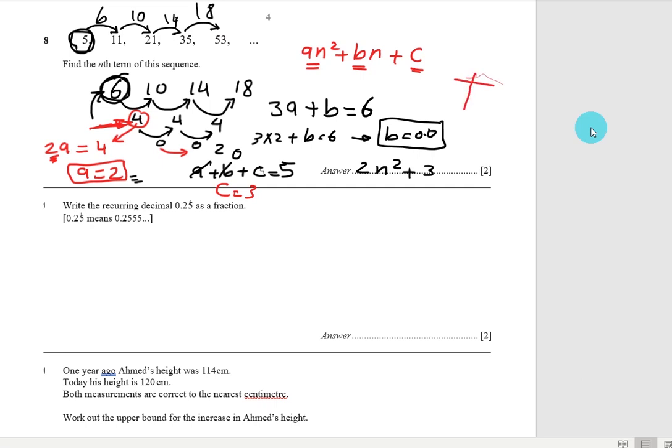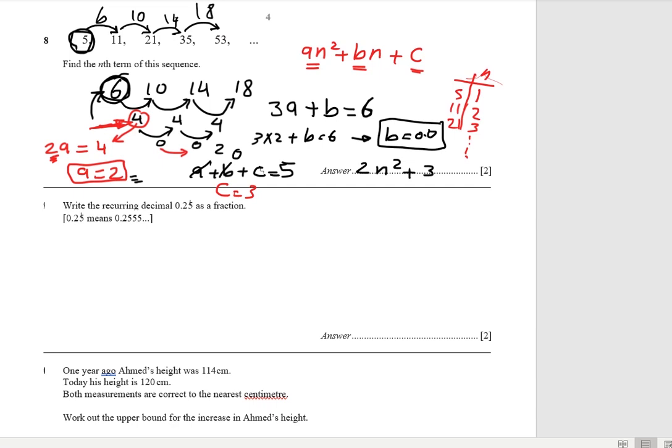Again, make the table. n equal to 1, 2 plus 3 equal to 5. n equal to 2, 4 multiplied by 2, 8, 8 plus 3 is equal to 11. Let us try another one, 3, 9 multiplied by 2 is 18, 18 plus 3 will equal 21, and so on.